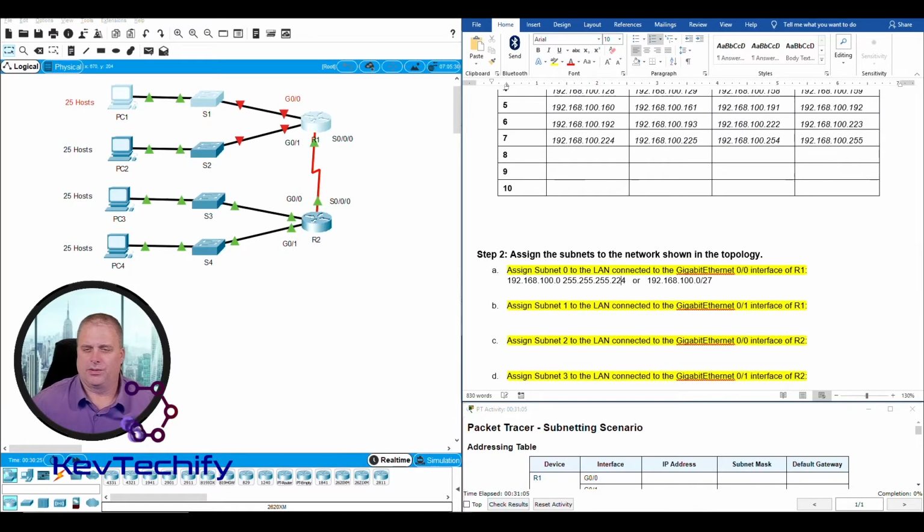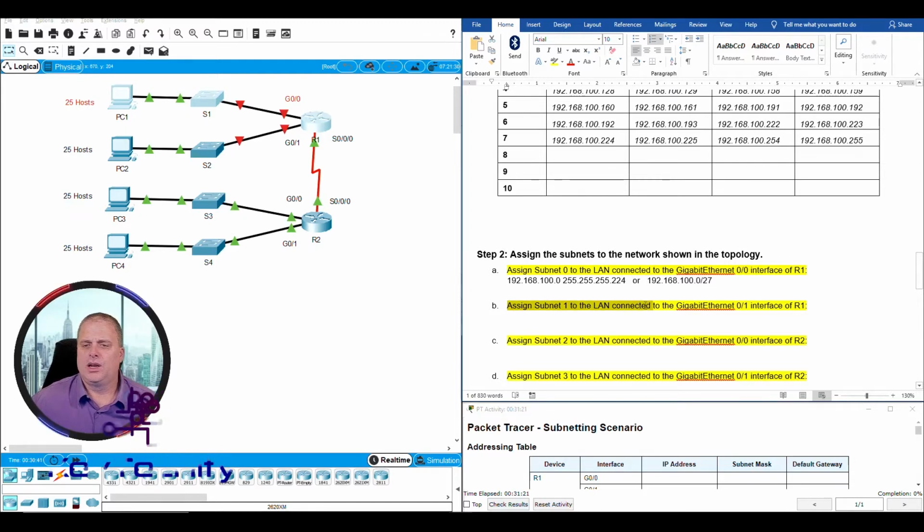That should be a 224. This is the preferred method. This is the way, it's just a little bit shorter to write, a little bit quicker, and anybody in networking understands that. This is the method I'm going to continue working through.